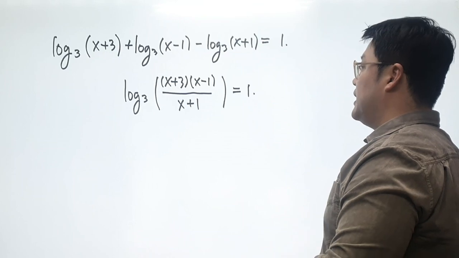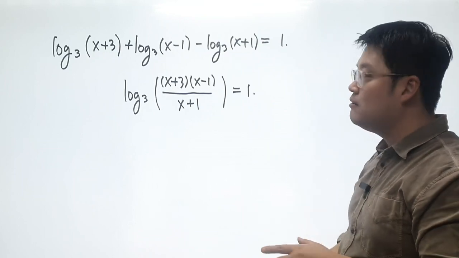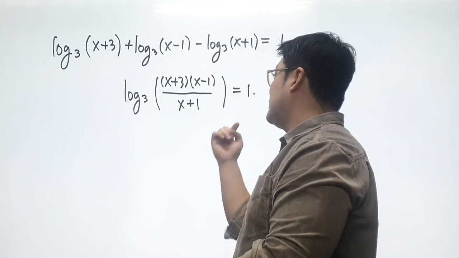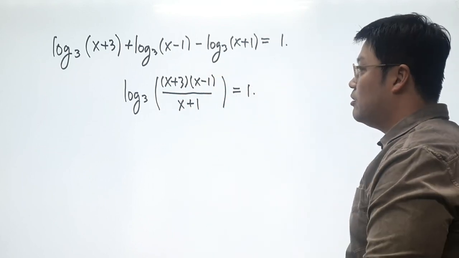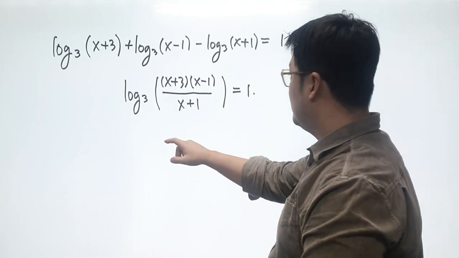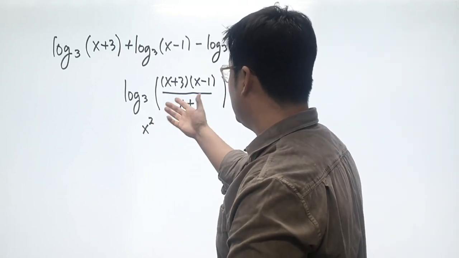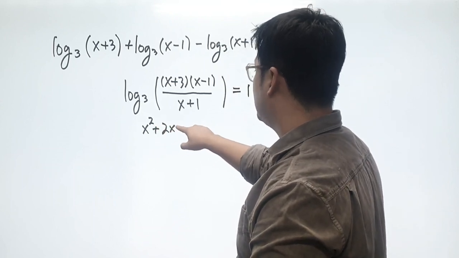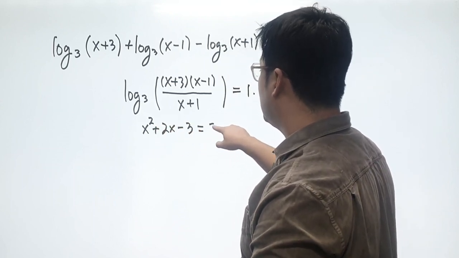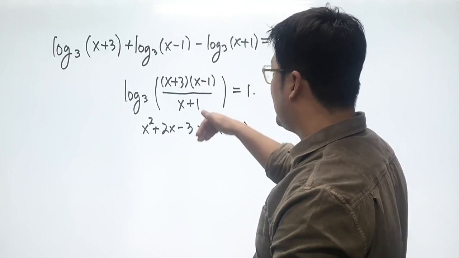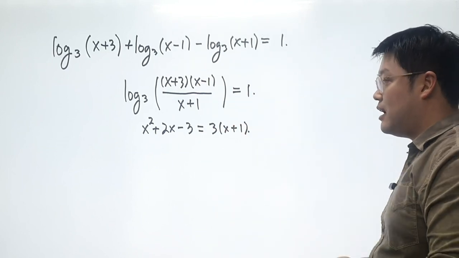All right, so 3 to the power of 1 equals 3. So the whole expression inside, that rational form, is just going to be 3. So we get x squared plus 2x minus 3, I'm just doing the mental math here, equals 3 times x plus 1. Why? Because that's a ratio between the numerator and the denominator.